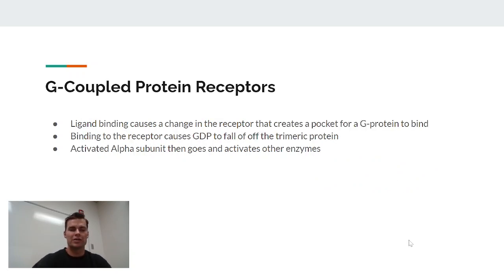So specifically here, we're going to be talking about the glutamate receptor, and a lot of these are G-coupled protein receptors. There's a different one that we'll talk about, but we're mostly going to talk about the G-coupled protein receptors. Upon ligand binding, this is going to make a change in that transmembrane protein of the receptor that is going to create a pocket for the G protein to come and bind. Upon the G protein binding, this is going to cause GDP to fall off the trimeric protein, meaning that this protein is made of 3 subunits. Upon GDP falling off, GTP will come and bind to the alpha subunit of the G protein, which then activates it, and then the alpha subunit will go and activate other enzymes.